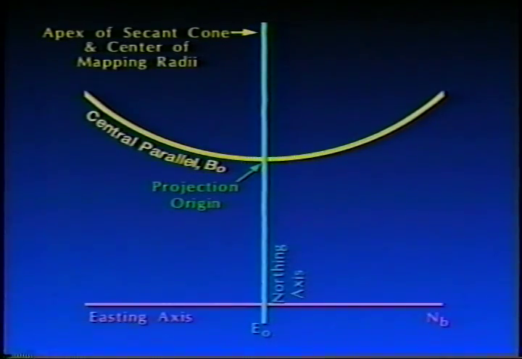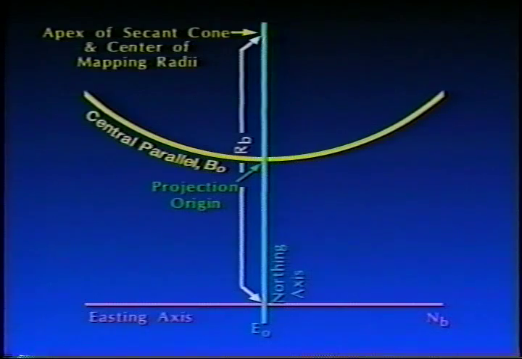Now we add the easting axis or baseline of the grid, noted as N sub B. This line runs at a right angle to the northern axis. Its northern value is a tabled constant and is 500,000 meters by definition. This northing value sometimes is called its false northing. The intersection of the northing axis with the easting axis is the origin of the grid.